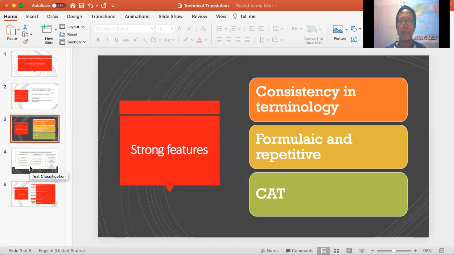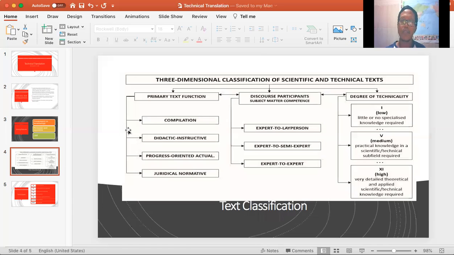And then in technical translation, there is also this text classification. I think this is quite theoretical. It is based on the function, the participant, and the degree of technicality.